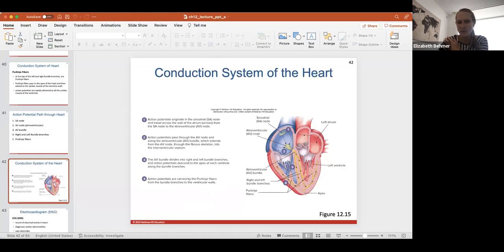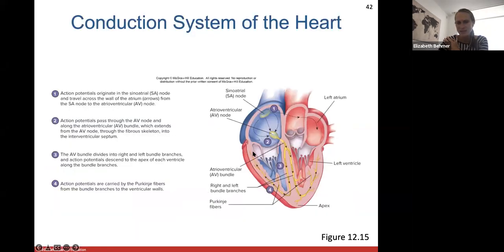I'm going to review a little bit of the conduction system of the heart before we get into the cardiac cycle. Again, this is the second half of our chapter 12 discussion on the heart. Remember, we're talking about the introductory to your cardiovascular system. We talked about blood, we're going through heart, and then on Wednesday, we'll be going over all of your arteries and veins.